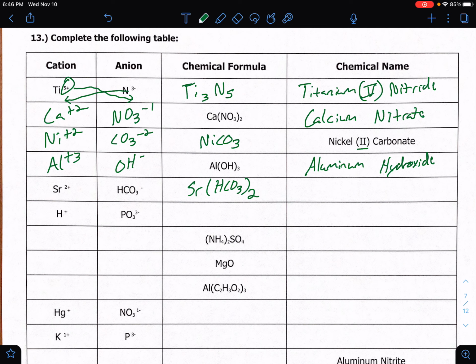Okay, so my name would be strontium. And is strontium a transition metal? No, it's not, so I don't need a Roman numeral. And then HCO3 is actually bicarbonate.